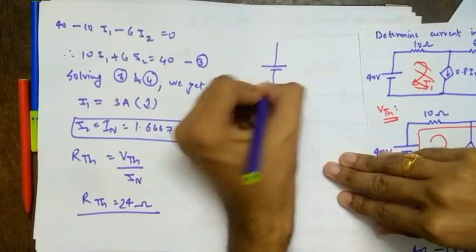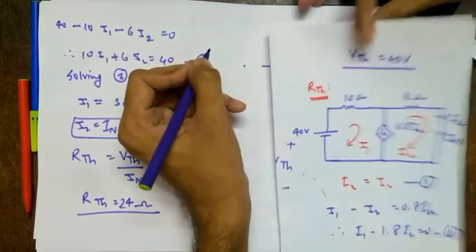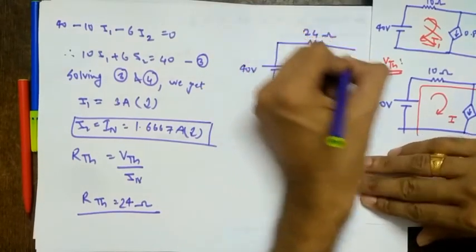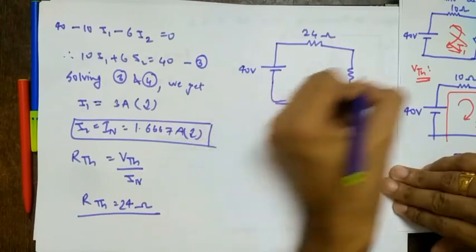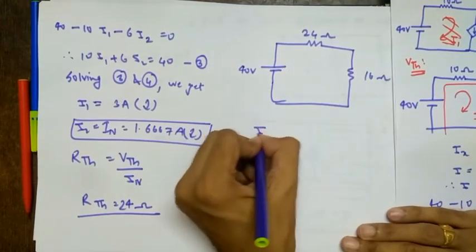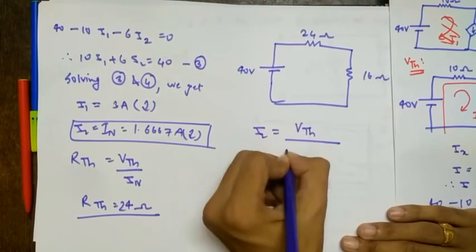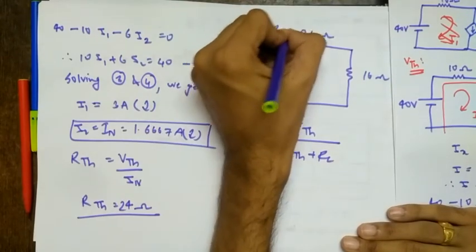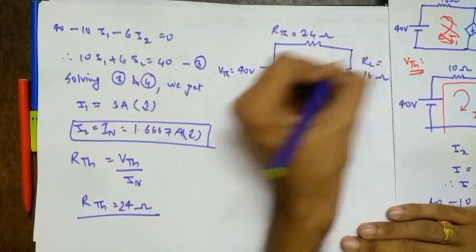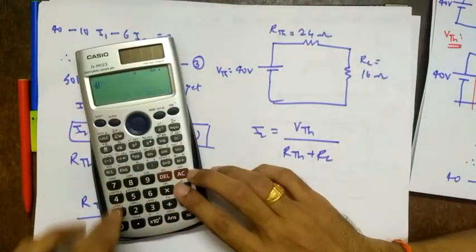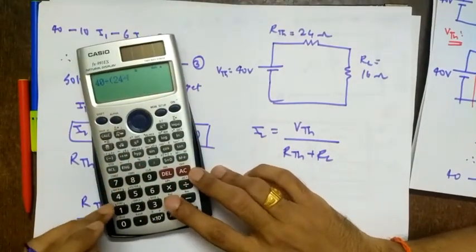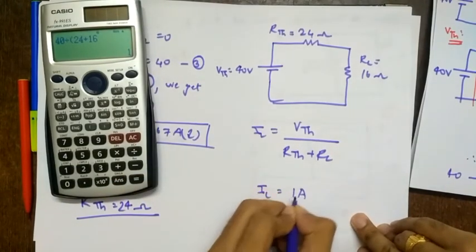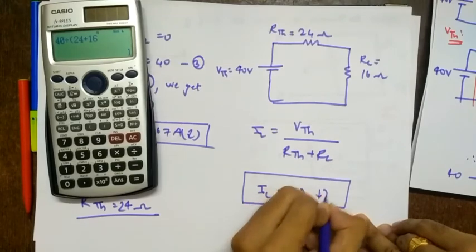So this is my VTH of, what is it? 40 volts. RTH is 24 ohms. This is 16 ohms. So what is IL? VTH upon RTH plus RL. You have to write in this way: IL equal to VTH upon RTH plus RL. So just substitute this: 40 divided by 24 plus 16. So it is nothing but 1 ampere. So IL equal to 1 ampere going downwards.